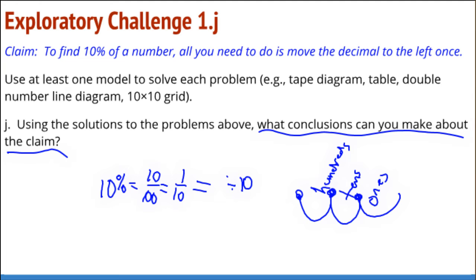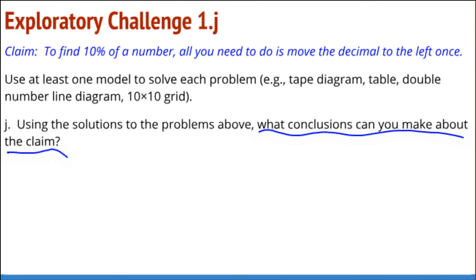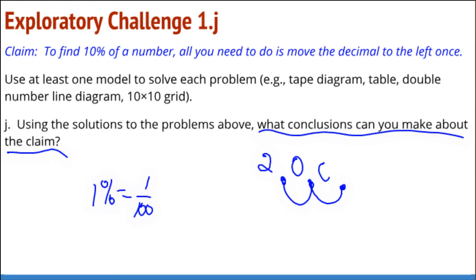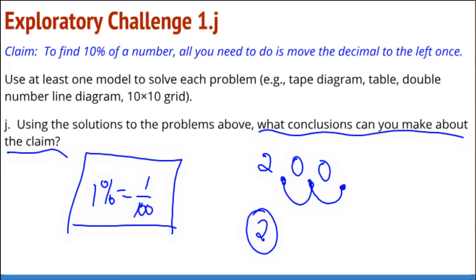Now we can extend this and say that finding 1% is 1/100th. And to find 1/100th, we move the decimal twice. So if I've got 200, 1/100th of it is 2. So it's really nice to work in this base 10 system where everything is built off of tens.